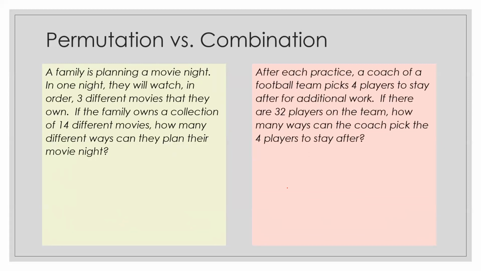And then an example like this where it said at each practice, a coach of the football team will pick 4 players to stay after for additional work. And if there are 32 players on the team, how many ways can the coach pick 4 players to stay after? Now, there is nowhere in here that indicates the order in which these 4 players are being arranged would matter. So that is what we call combination.